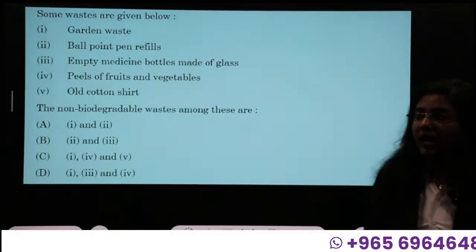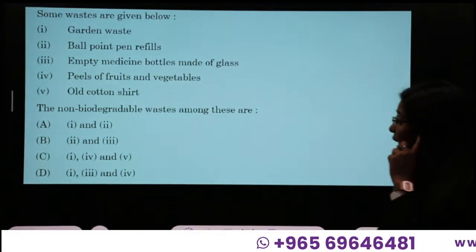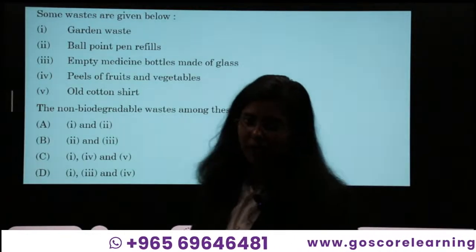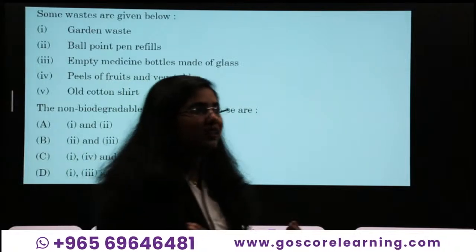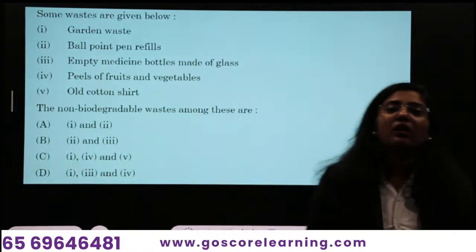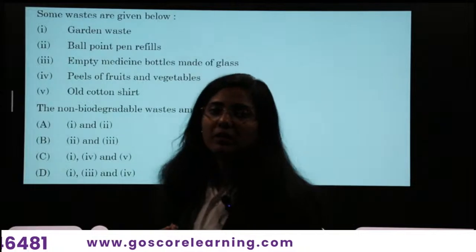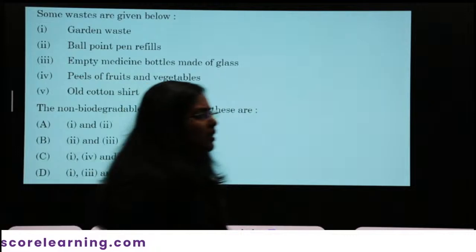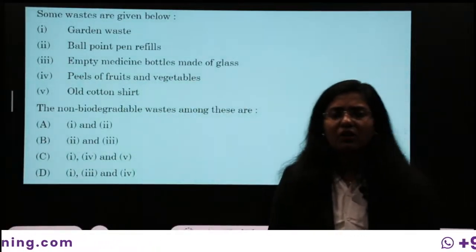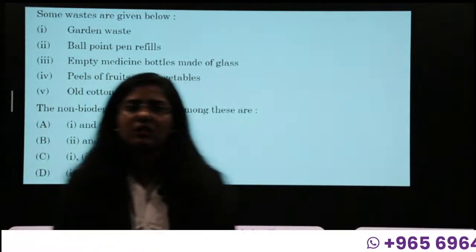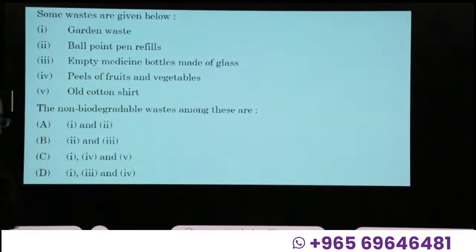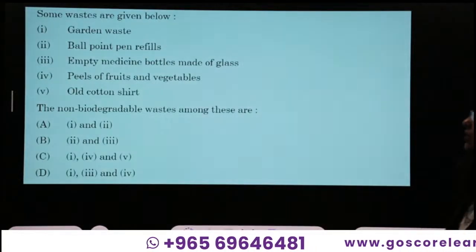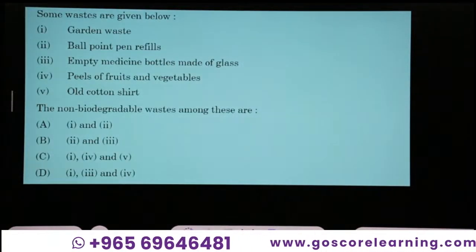And what is the question given? The non-biodegradable wastes among these are, what is the difference between biodegradable and non-biodegradable? The things which can be degraded in the soil are biodegradable substances. Non-biodegradable substances are those which are not degradable, which do not go into the soil and release nutrients. That classification of substances is known as non-biodegradable waste.